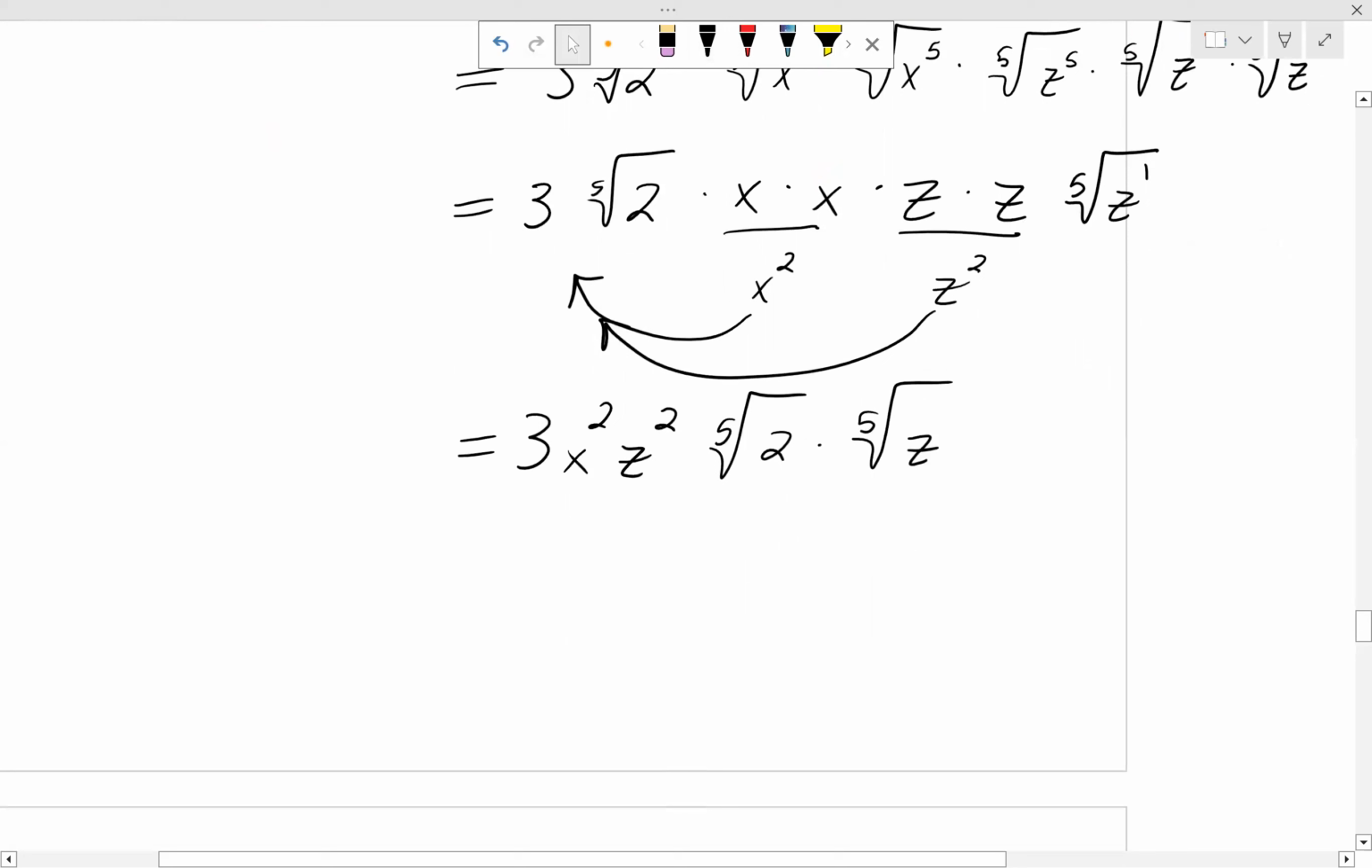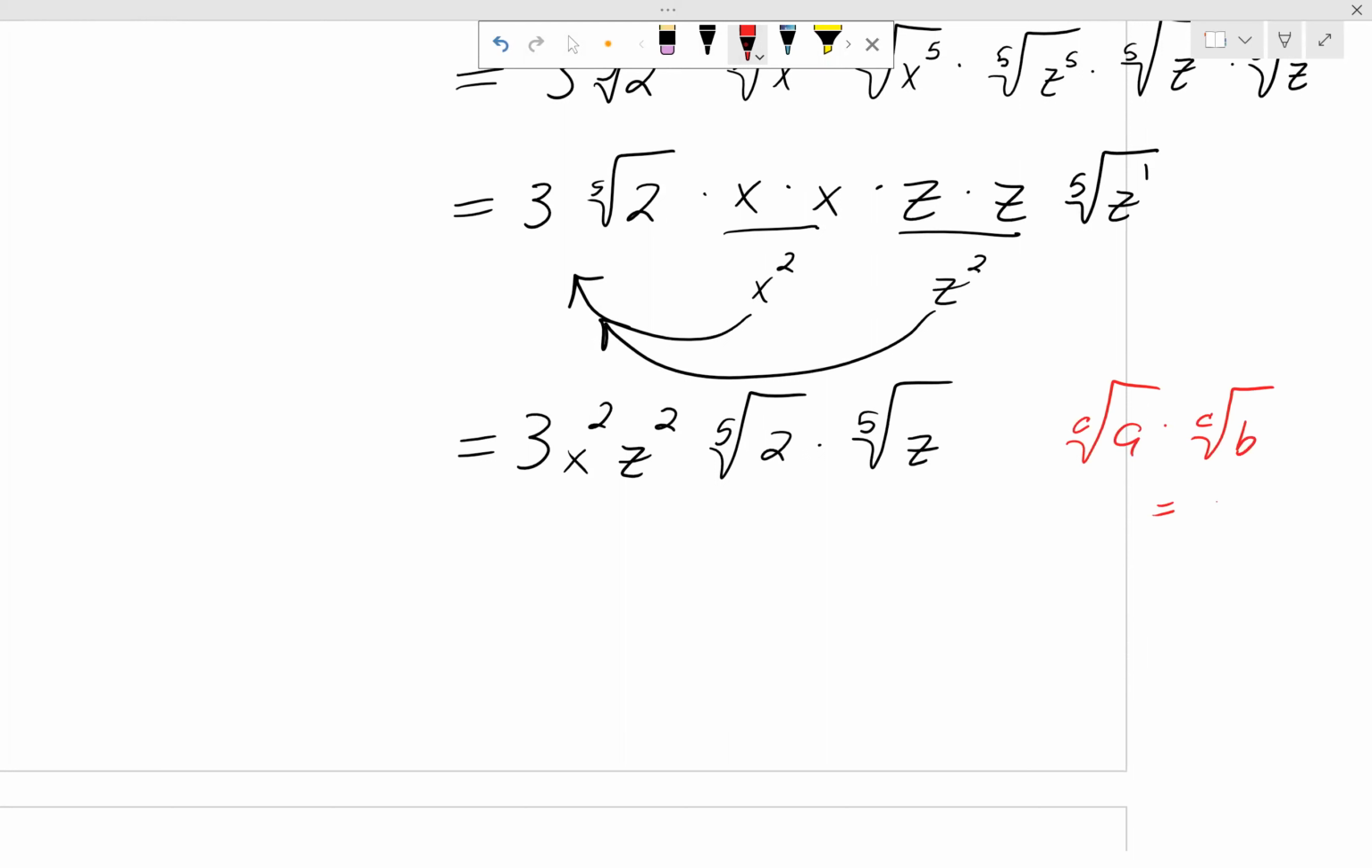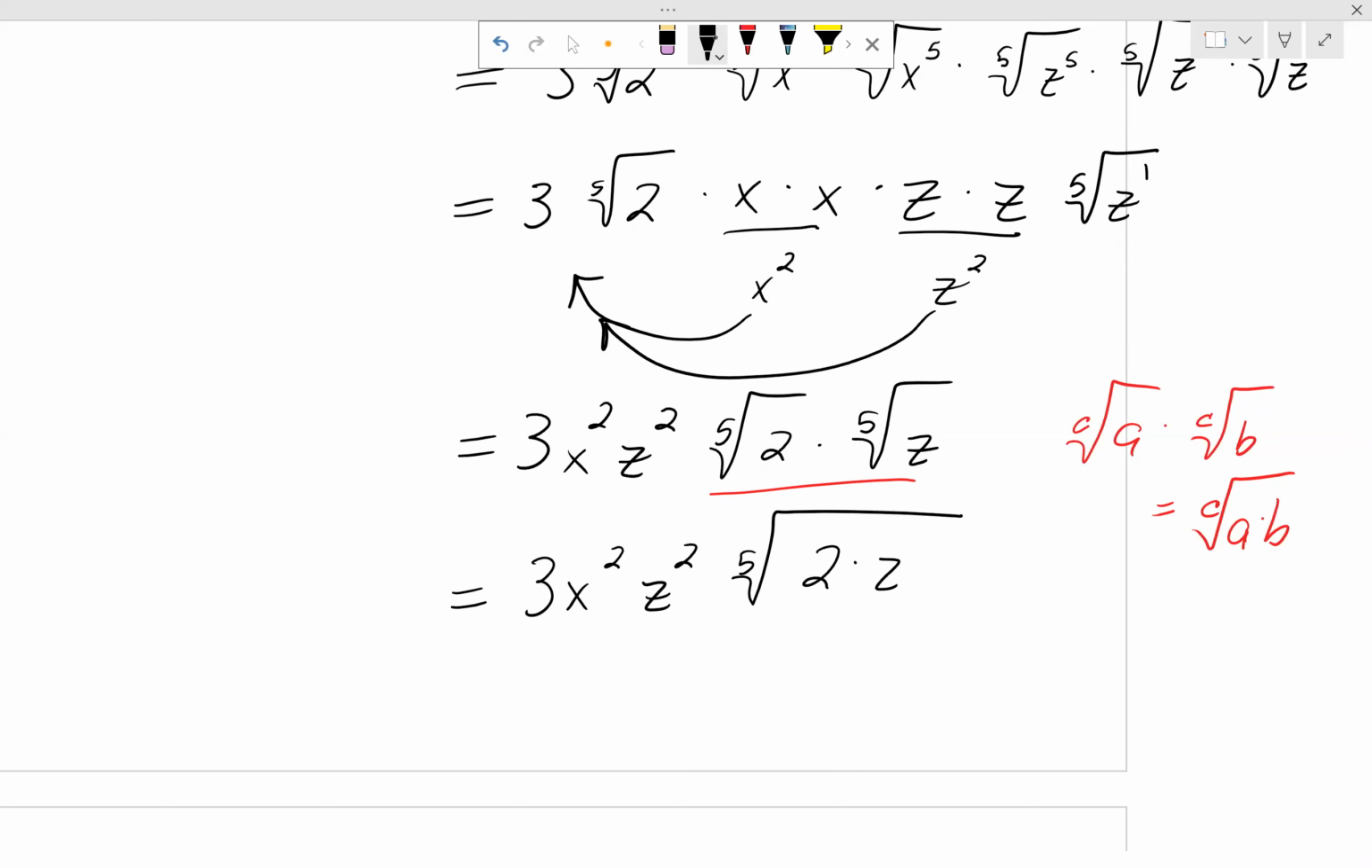Alrighty, and I'm going to use the property from earlier backwards. If I have the cth root of a times the cth root of b, this is the cth root of a times b. I'm going to use that here. So I get 3x squared z squared times the fifth root of 2 times z. And that would be my final answer.